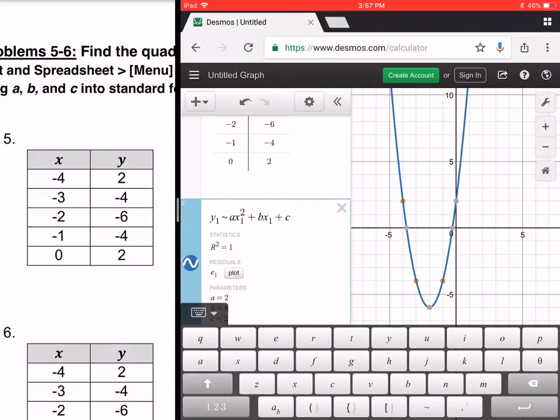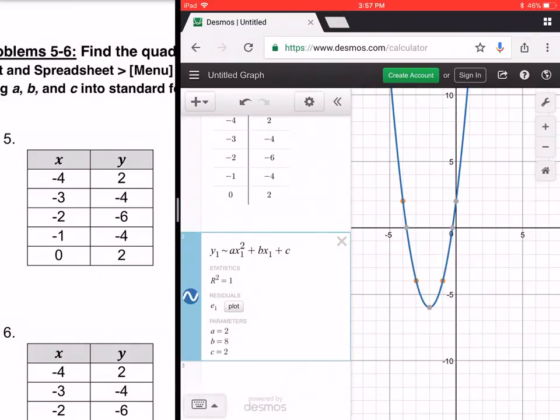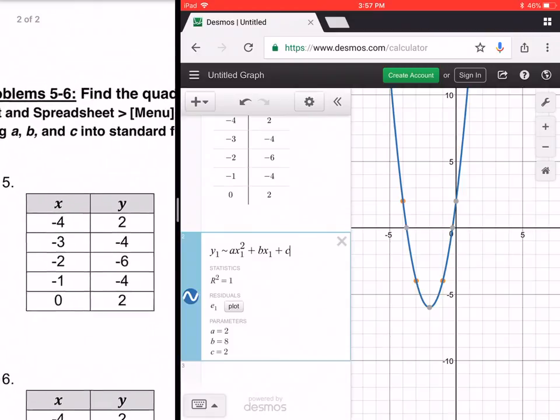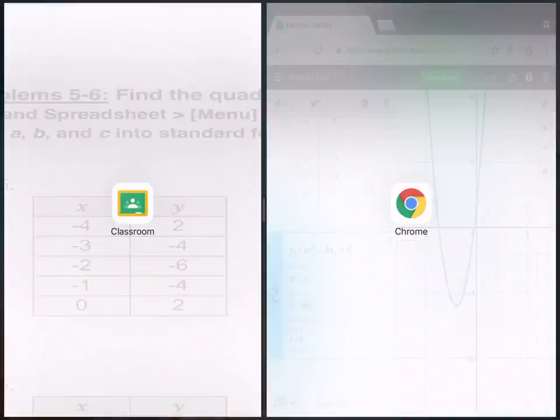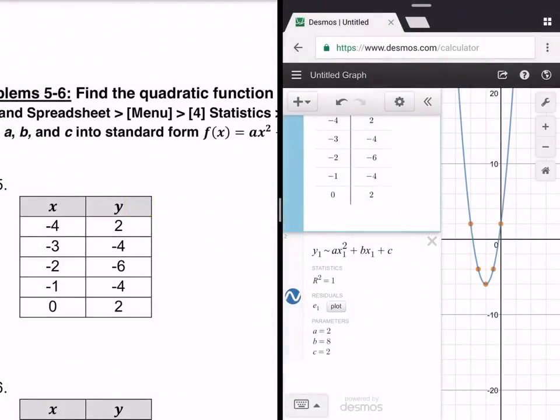It actually gives you some information. So I'm going to put down the keyboard there. It gives you the a, b, and c in your parameters. Okay, so that means our equation is just going to be the 2 goes where the a is, so 2x squared plus 8x plus c. That will be the equation for that first graph. Okay, and that's it. You can use Desmos. You don't have to use the TI-Nspire. You can do this all through the calculator online.